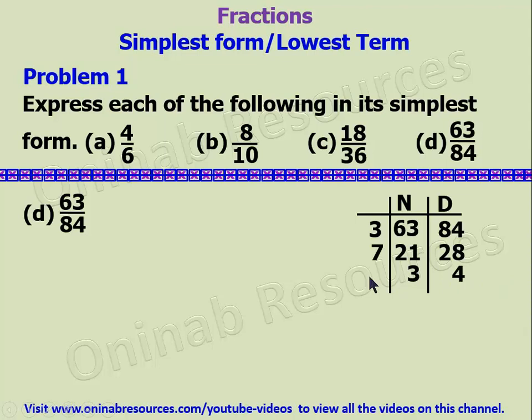So, there is no number that can divide both 3 and 4 again without remainder other than 1. So the simplest form of this fraction will be 3 over 4. So we've done justice to problem 1, which is basically on simplest form and lowest term.